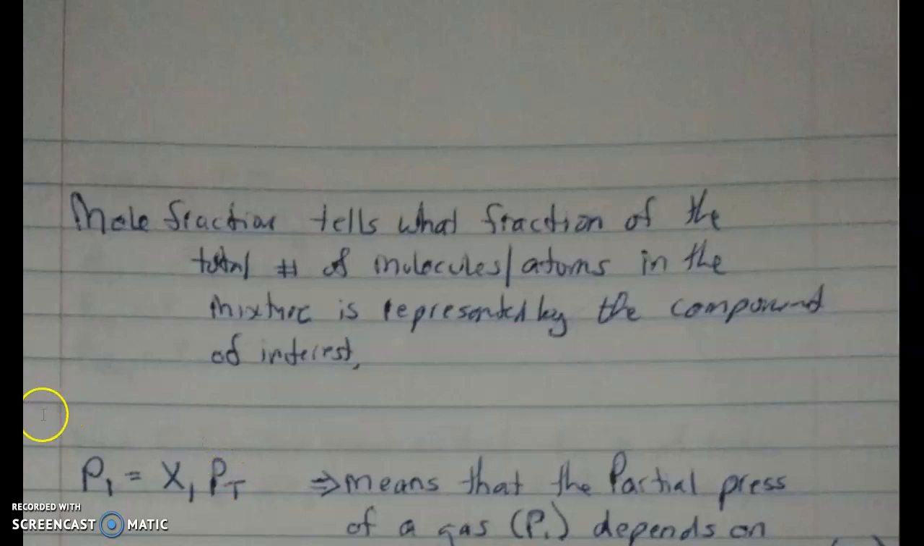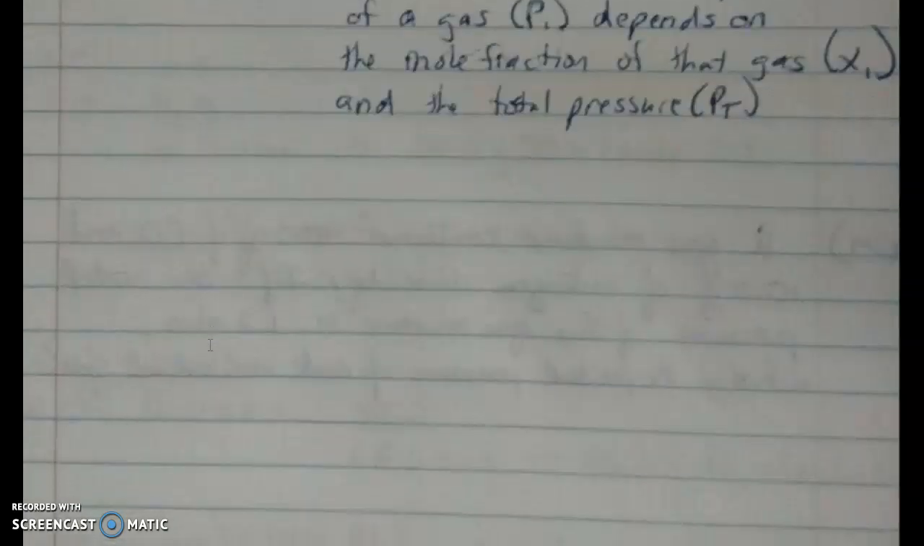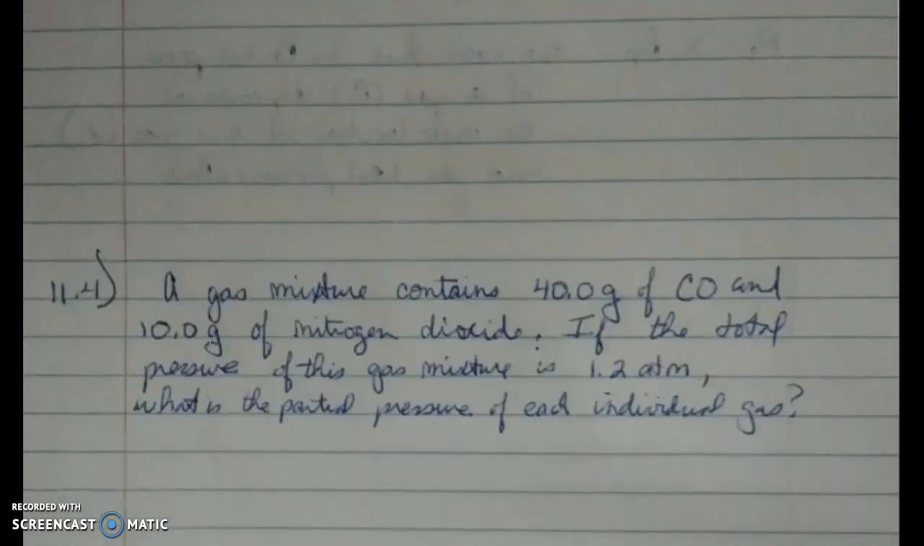Okay, so in order to determine the partial pressure of an individual gas that makes up the pressure, we just need to know how much is there. And this is another way to determine that. It's another way of looking at Dalton's law, but it involves the mole fraction. So the partial pressure of a gas depends on the product of the mole fraction of that gas and the total pressure. P1 equals X1 times the total pressure. So let's take a look at an example.